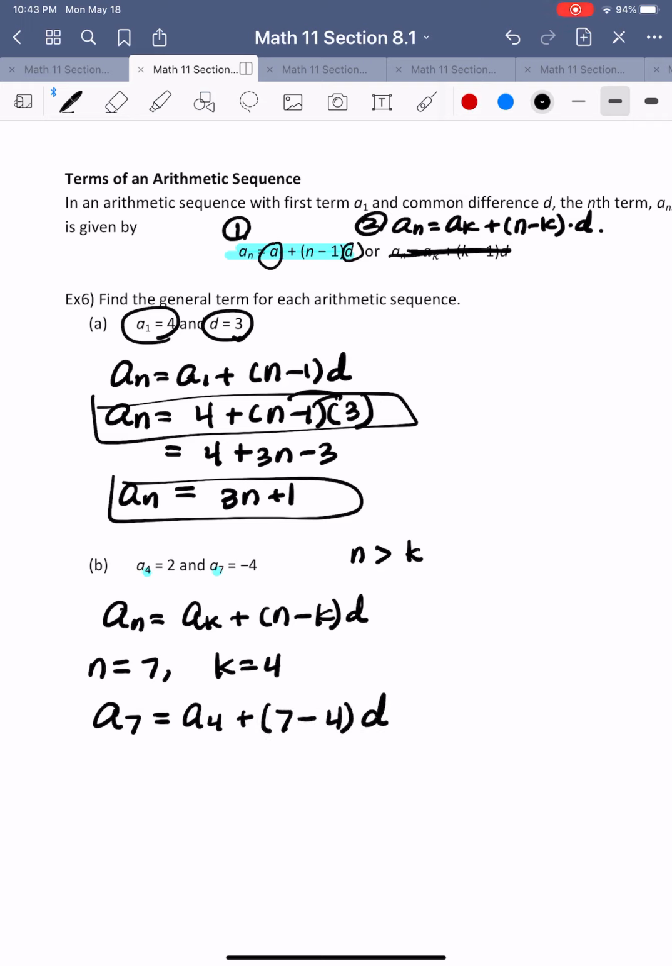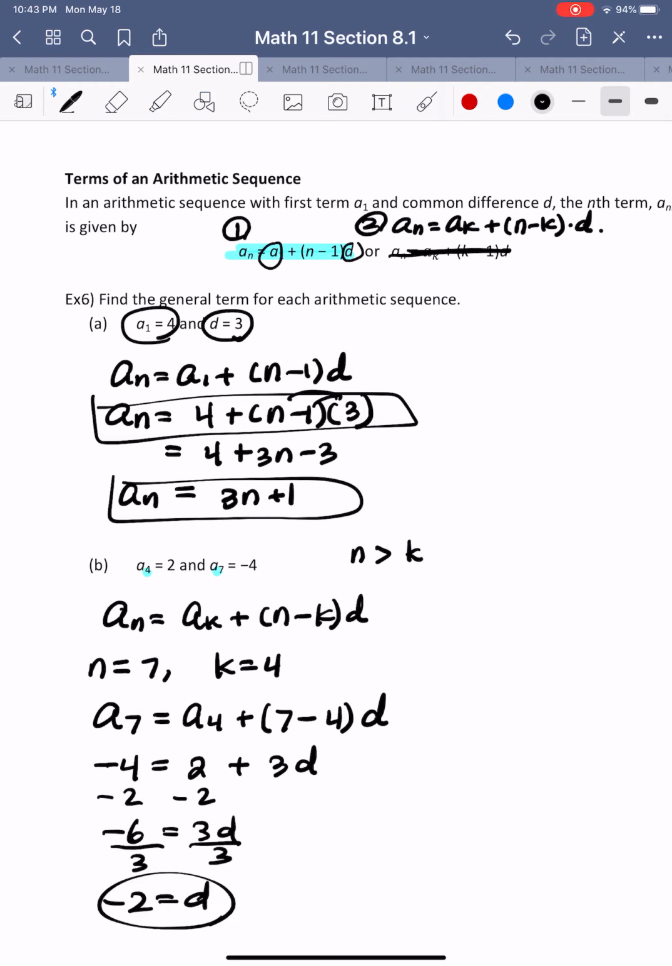We don't know d, okay? But we only know the value of a sub 7, which is negative 4. A sub 4 is 2 plus 3d. And subtract 2 from both sides: negative 6 equals 3d. Divide by 3. I got negative 2 equals d. So I got d. Now, in order to find a sub 1, right?